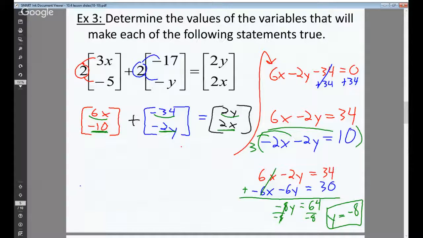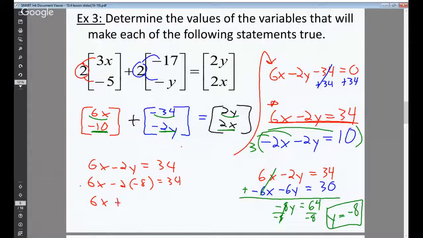I'm going to go ahead and take this equation, and I'm going to plug in the y into that equation. I'm going to go ahead and write that over here. 6x minus 2y equals 34. And I'm going to plug in the negative 8 in for y, and then solve. So the negative 2 times negative 8 will give me positive 16, all equal to 34. Then I just got to subtract 16.